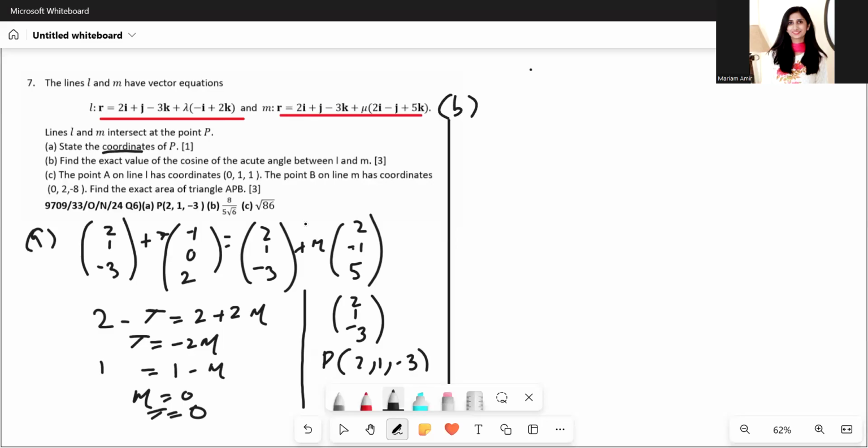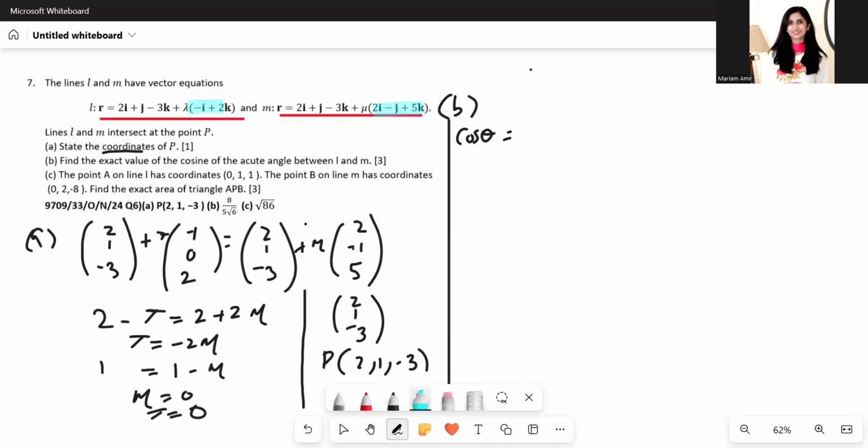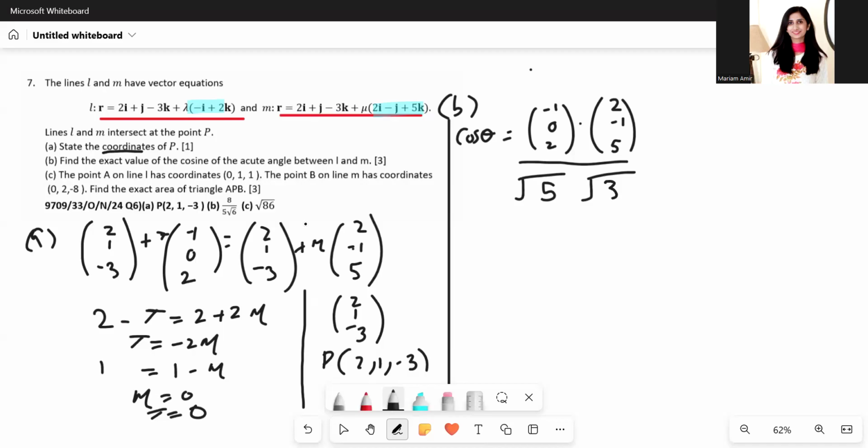For part B, we have to find the exact value of cosine of the acute angle between these two. So we have to find cos theta of their direction vectors, which are these. So (minus 1, 0, 2) dot (2, minus 1, 5). In the denominator, we write the magnitudes. So that's going to be square root of 1 squared plus 0 squared plus 2 squared. That's a 5, so square root of 5. And for the other one, it's 2 squared plus 1 squared plus 5 squared inside a square root. That would be 30.